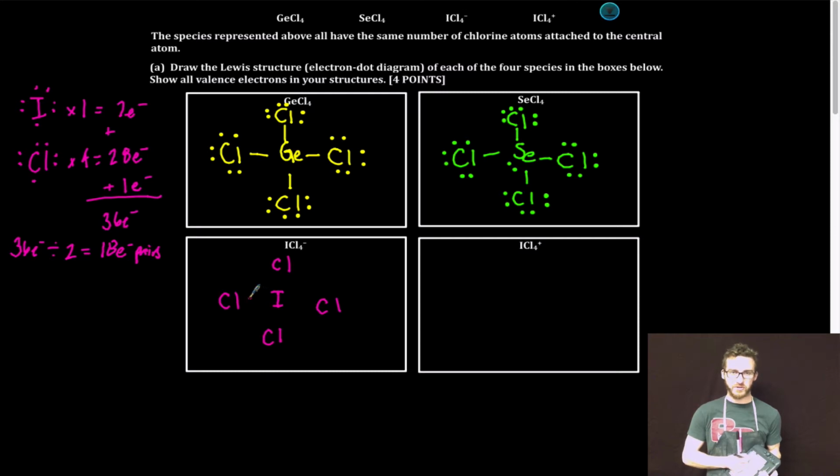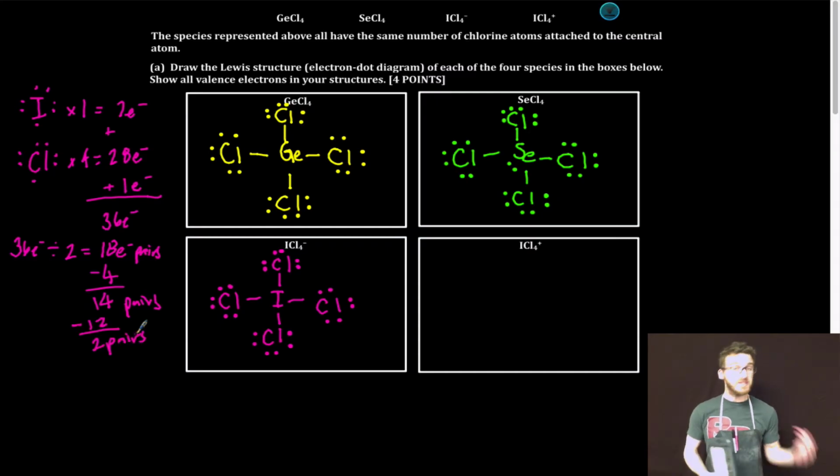Boom. Connect the central to all the terminal atoms with a single bond. Boom. Subtract the number of pairs that you've used from your total number of electron pairs you have to work with. Got 14 pairs remaining. Remember, always put them on the terminal atoms first before you put them on the central atom. I'm going to distribute them so that each of my terminal atoms has an octet. Subtract the number of pairs that I've used. I still have pairs left over. Again, when you have pairs left over after you've distributed to the terminal atoms, put them on the central atom. Boom. I've used up all of my pairs.